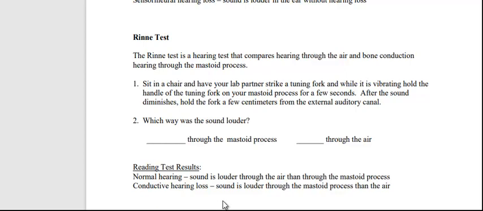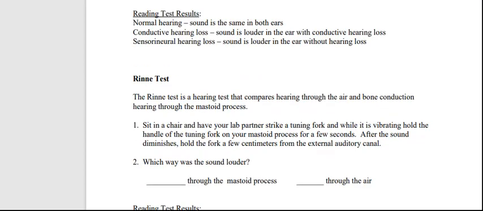Now, the other kind of hearing loss would be the sensorineural, and that is because your cochlea isn't sending information correctly. So it's important to know whether it's neurological or if it's conductive, meaning something's wrong with your eardrums.